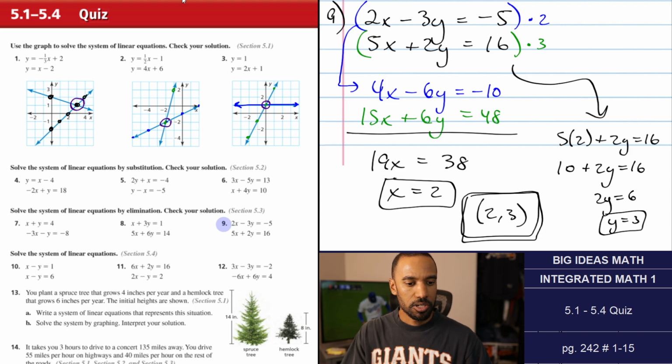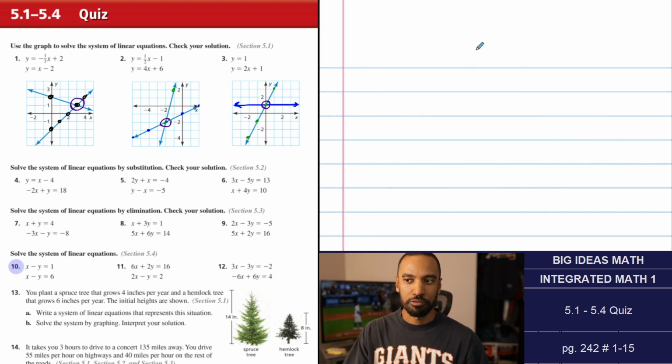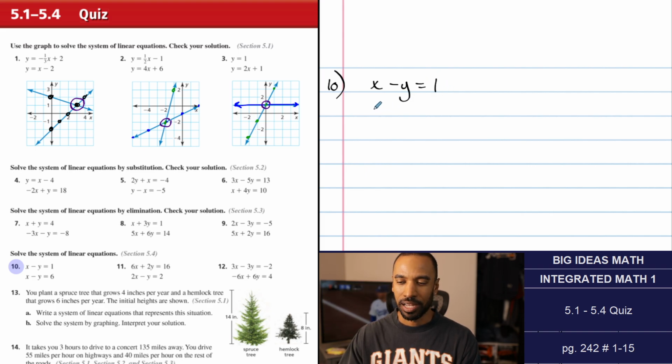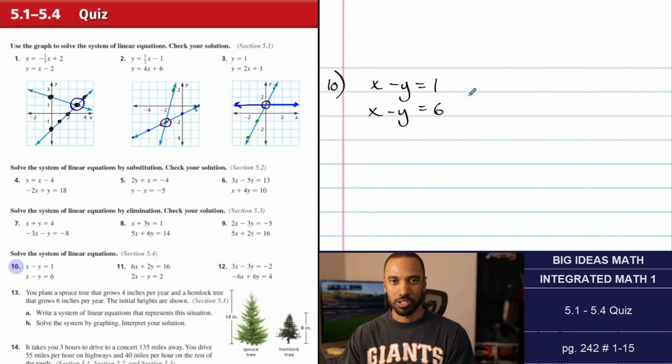Okay, numbers 10 through 12 is what? Solve the system of linear equations. So this time they let us use any method. The only thing, though, it says section 5.4. Now, 5.4 was special case situations. We expect a lot of no solution or infinitely many solutions to arise here. So that's the one caveat. Although I can choose my own method, I also don't expect to write ordered pairs as answers here.